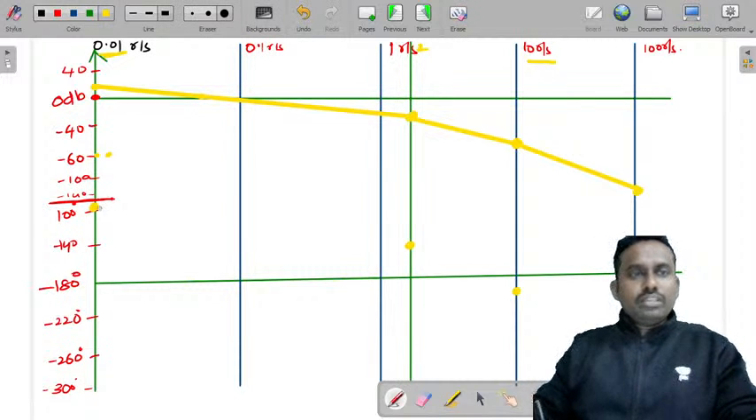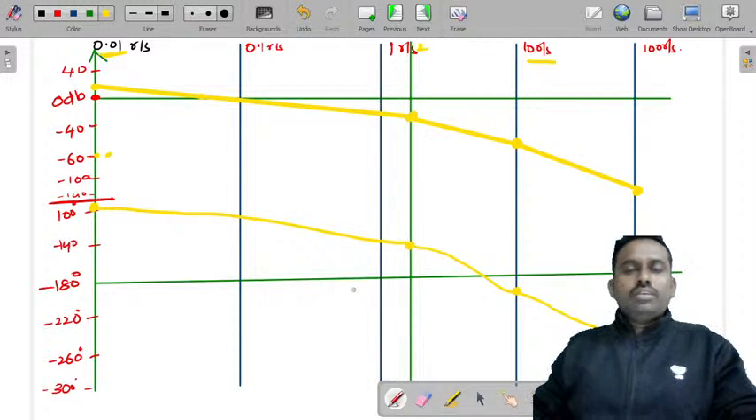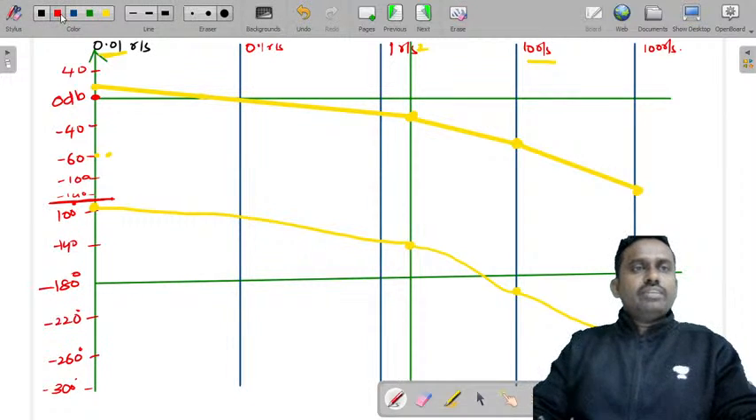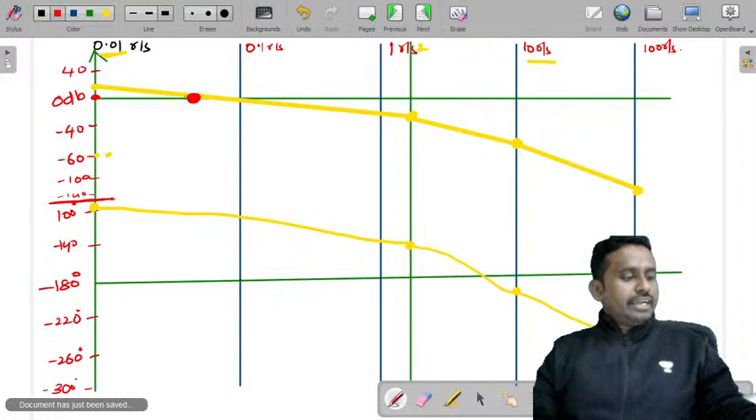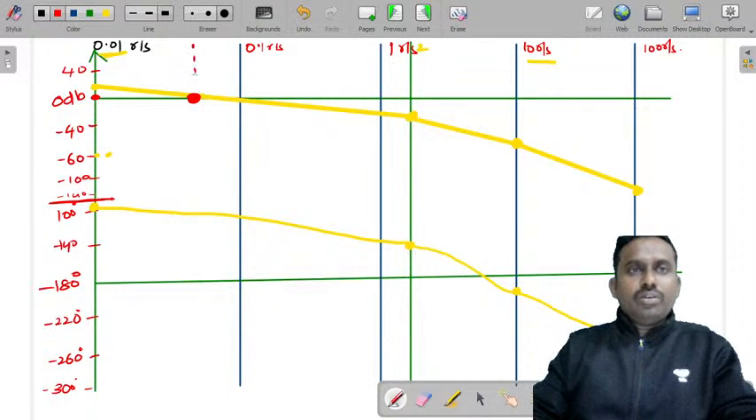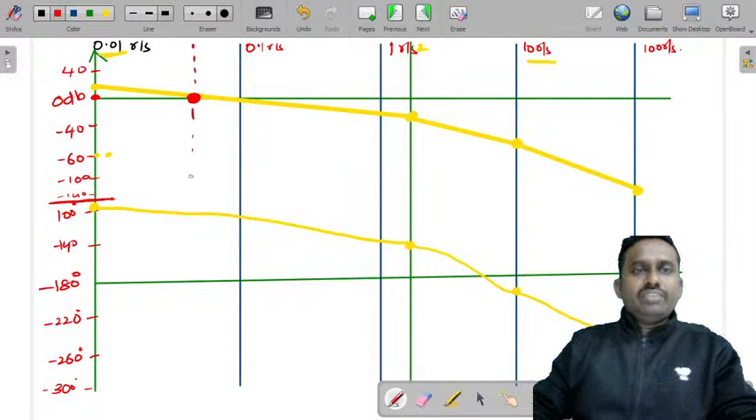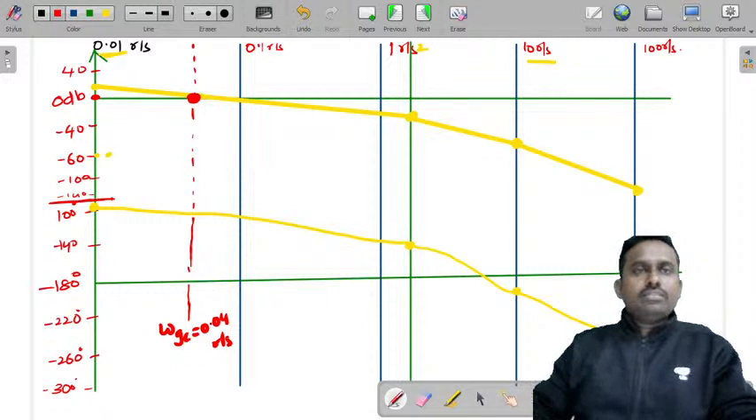I'll join all these points, not by straight lines, but by a normal smooth graph. Now if you observe, this graph is intersecting the 0 dB line at a particular point, and you will get that point as 0.04. If you draw this on an original graph sheet, you will get this point as omega gc equal to 0.04 radian per second, right?